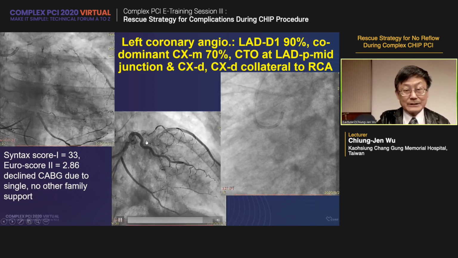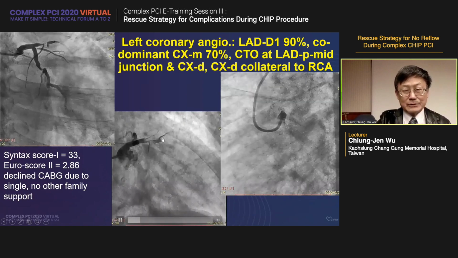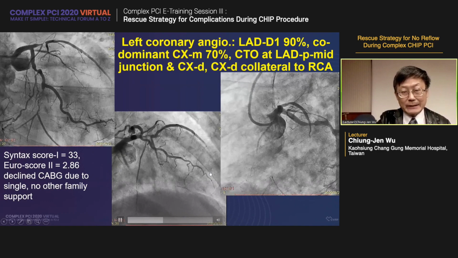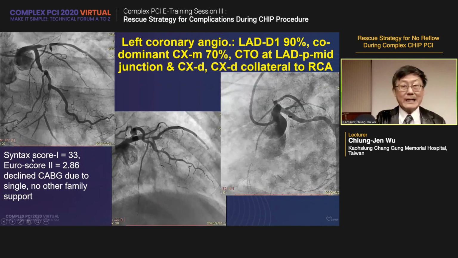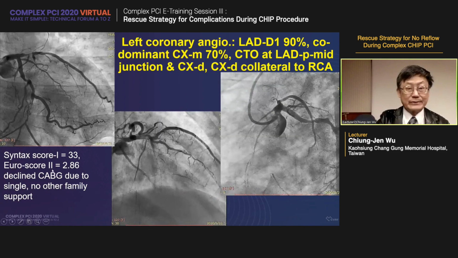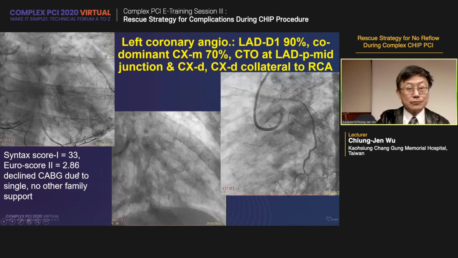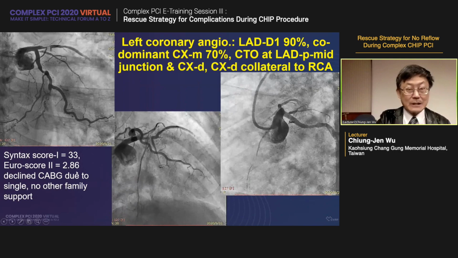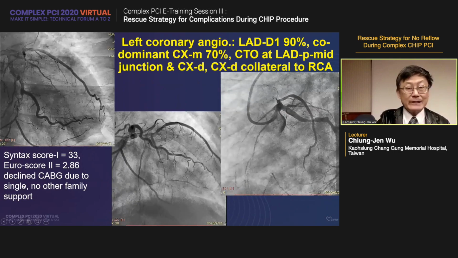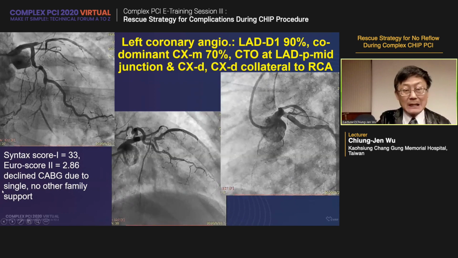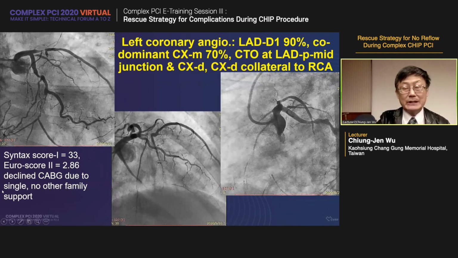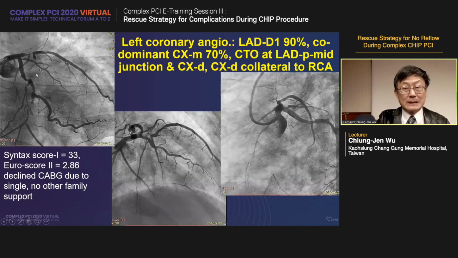And after that, we have possible TIMI 1 flow to the LAD, but most of the LAD was supplied from the collaterals. So we calculated the SYNTAX score, which was 33. EuroSCORE II was 2.86. Of course, this patient is a good candidate for bypass surgery. However, because he is single with no other family support, he declined bypass surgery.